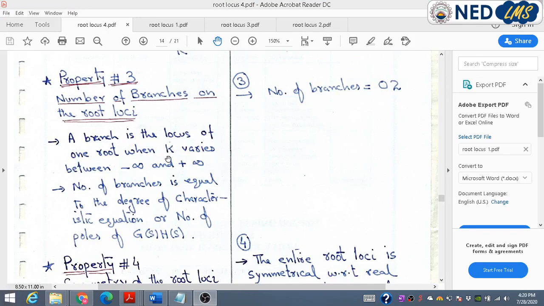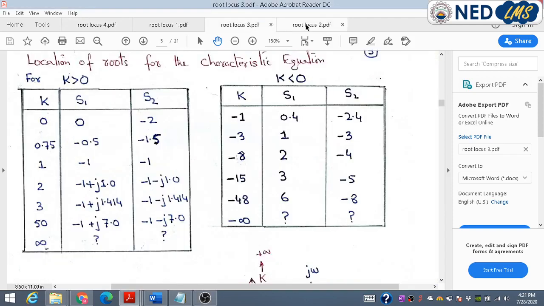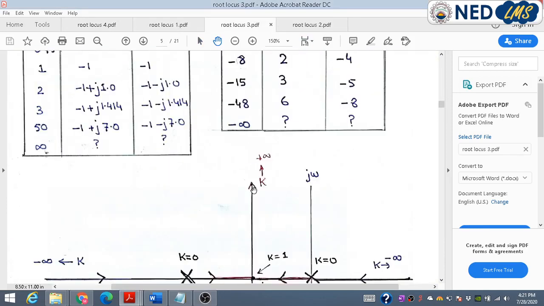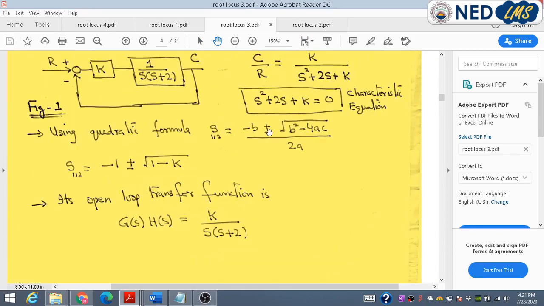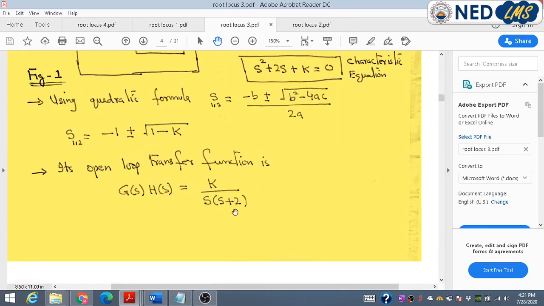The next property is the number of branches on the root loci. The number of branches on a root loci is equal to the degree of the characteristic equation, or the number of poles of the open loop transfer function. Each branch is basically the locus of one root, in which we have the entire range of the controller from minus infinity to positive infinity, as we have seen earlier in the root locus plot. In this root locus plot, this is a second order system. The degree of the characteristic equation is 2. The number of poles is 2.